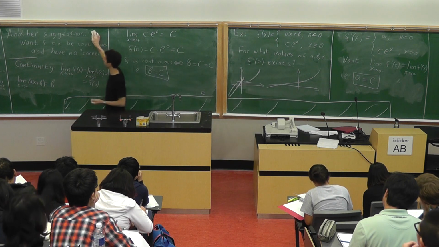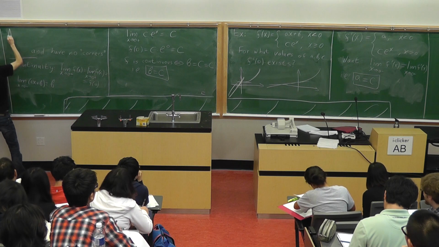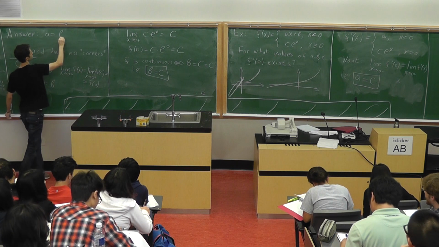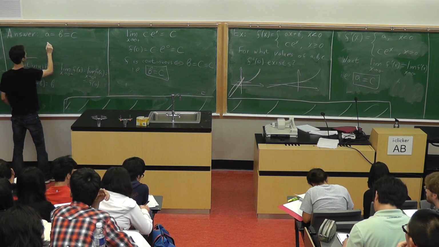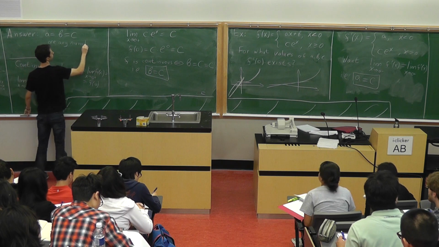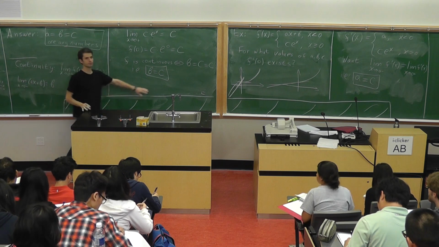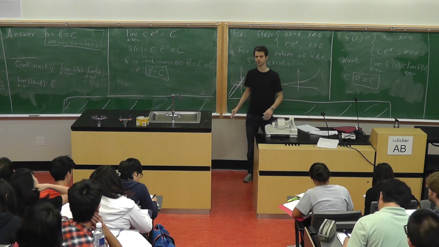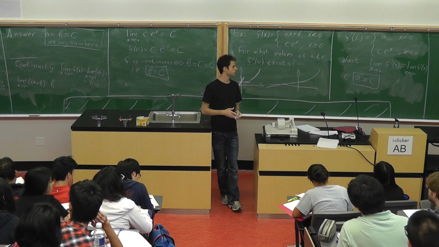So the answer: A must be the same as B, it must be the same as C, and each one of them can be any number. So we just combine the two conditions that we found. B must be the same as C, A must be the same as C, but otherwise no additional constraints. So all three of them should agree, and that's it.